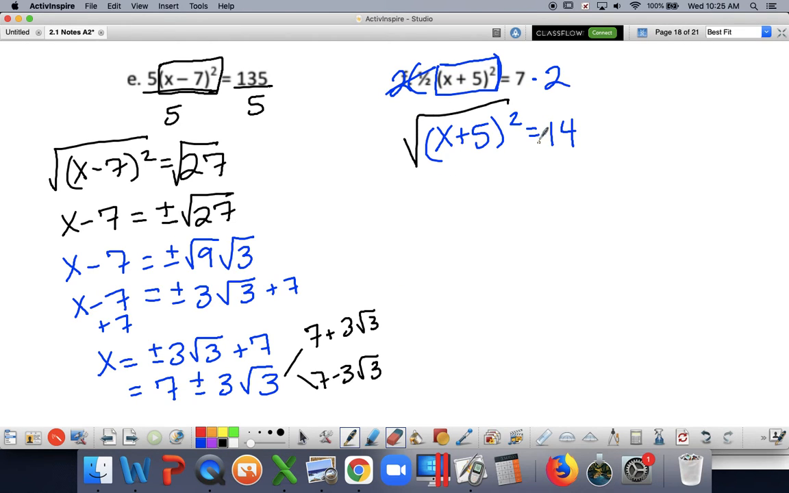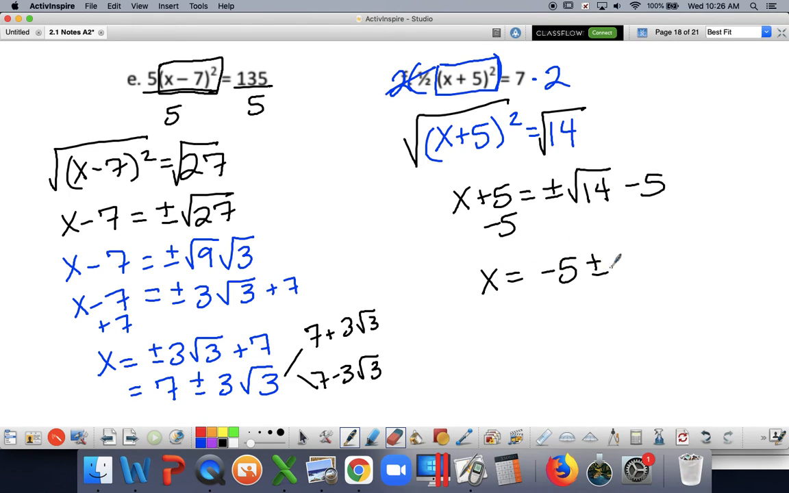From there, I will take the square root. I get x plus 5 equals positive or negative square root of 14, and then I subtract 5. So I get x equals negative 5 plus or minus the square root of 14, or you can also write it as the square root of 14, positive minus 5.